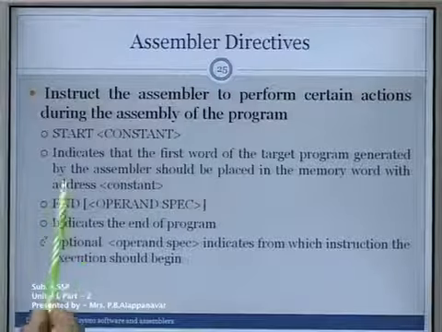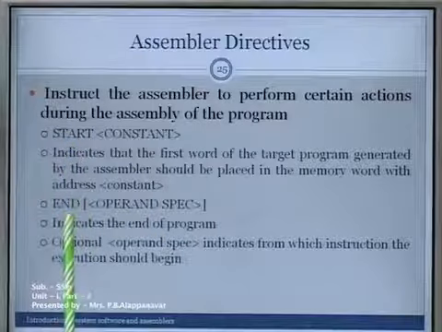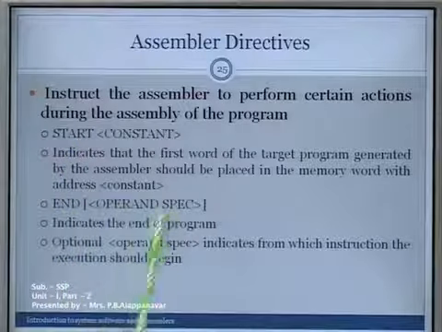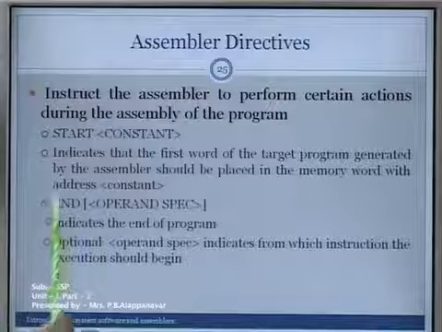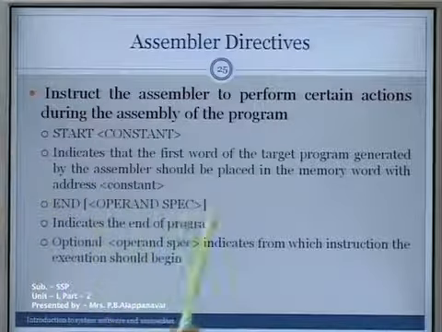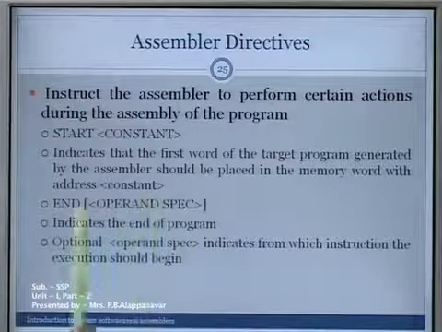Then you have another assembler directive called END. The syntax is END followed by operand specification, which is optional.